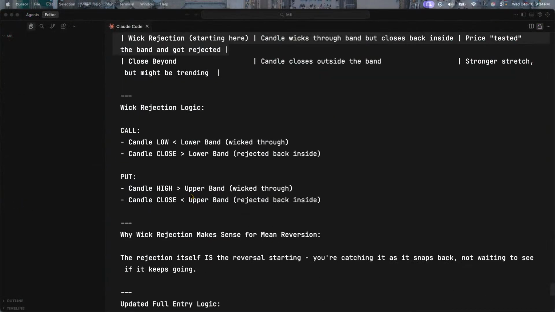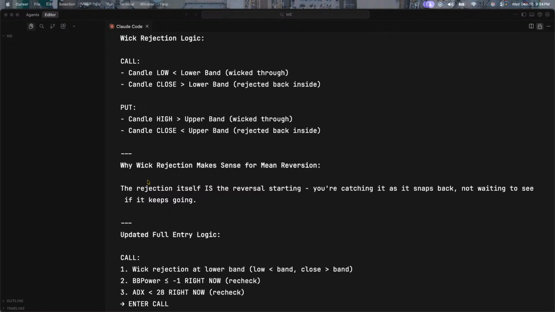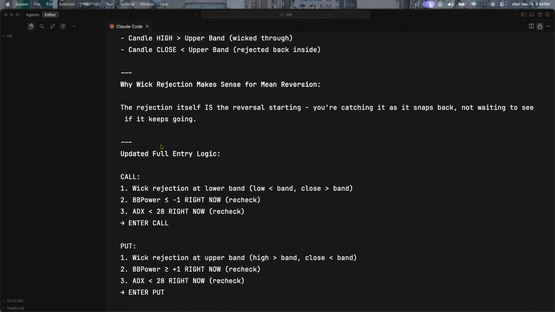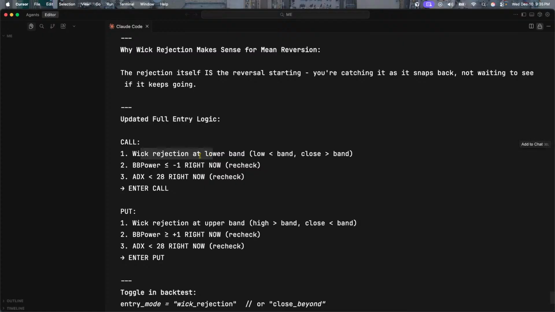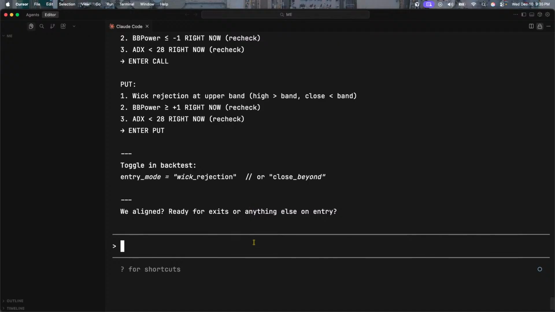So wick rejection logic: call, low at the lower band, a wick through, and then rejected back inside. Perfect. And for puts, it's the same thing but the inverse. Why wick rejection makes sense for mean reversion: the rejection itself is the reversal starting, so we're catching the snap back, not waiting to see if it's going to keep going. The full logic: beautiful, rejected the wick, we have the buying power less than or equal to 1. Recheck, recheck. Perfect. All right, we're aligned.